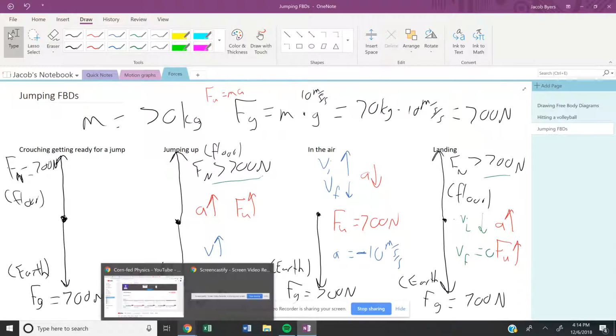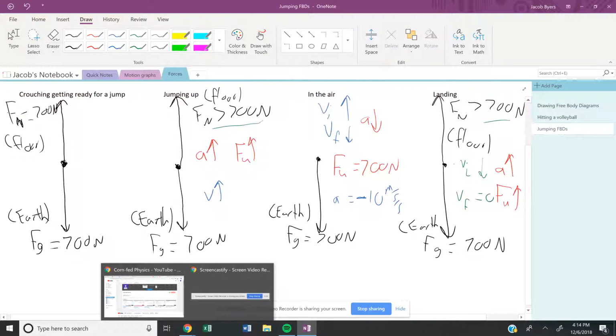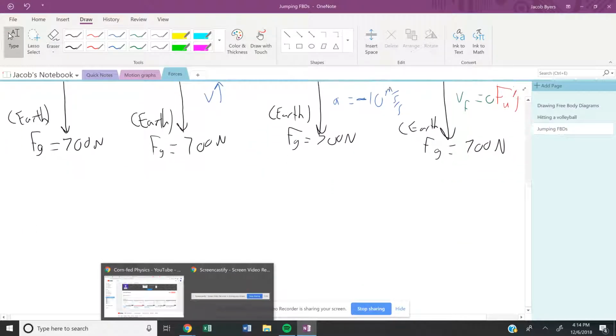Now, I want to give you one example here with some numbers in it as well. So let's say when I'm jumping up, when we're jumping up here, our acceleration is equal to, let's say, 8 meters per second squared. So now can we figure out our normal force? Yes, we absolutely can. Our unbalanced force is equal to my mass, which we said was 70 kilograms, times my acceleration, which is 8 meters per second squared. You multiply that together, and you should get 560 newtons.